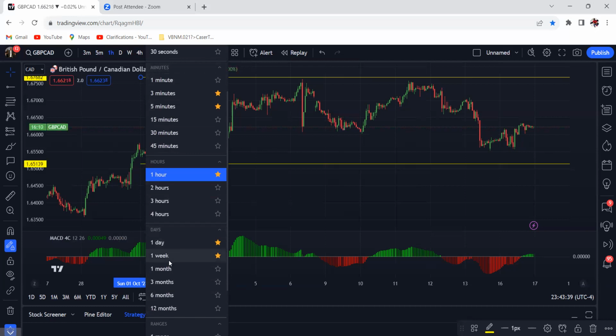Okay, so when it comes to the days, you want to look at your days time frame to get the overall view of what the market is about to do. All right, your overall picture. I always like to look at it like this.